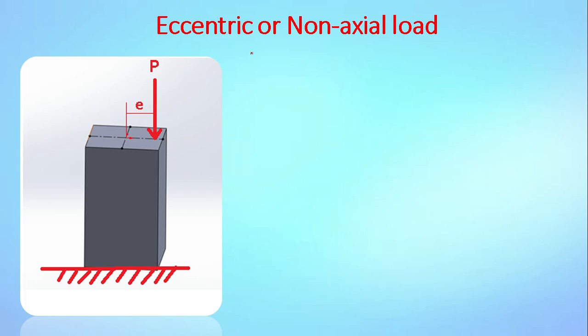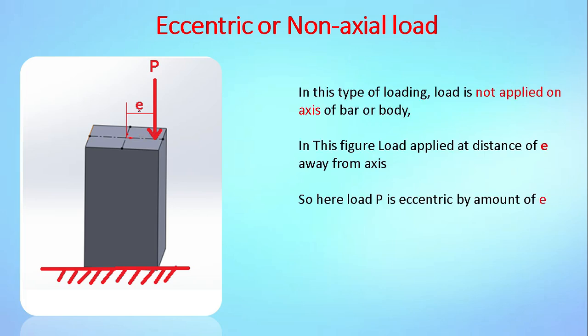Next, eccentric loading or non-axial load. Here in this figure you can see that the force P is not acting at the axis of the body. It acts at a distance of E from the center. So this type of load is called eccentric load.